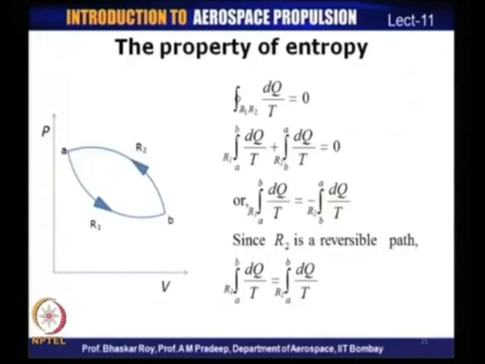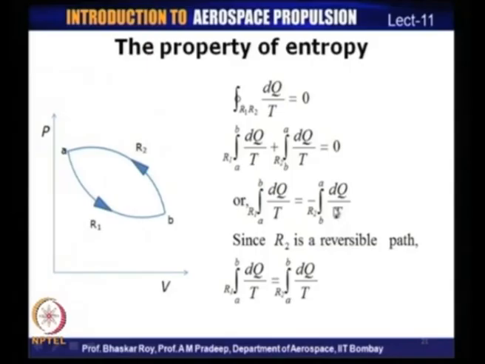Now, let us look at the property of entropy a little carefully. Here we have two processes given by R1 and R2 occurring between states A and B. So, for both the reversible processes, both R1 and R2 being reversible, the cyclic integral of dQ by T should be equal to 0, or the integral from A to B along R1 of dQ by T plus the integral from B to A along R2 of dQ by T is equal to 0, which is, the integral from A to B along R1 of dQ by T is equal to minus the integral from B to A along R2 of dQ by T.